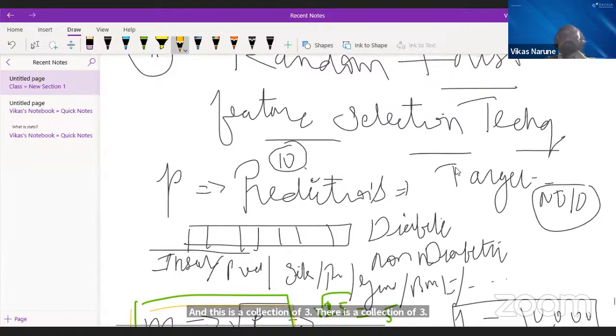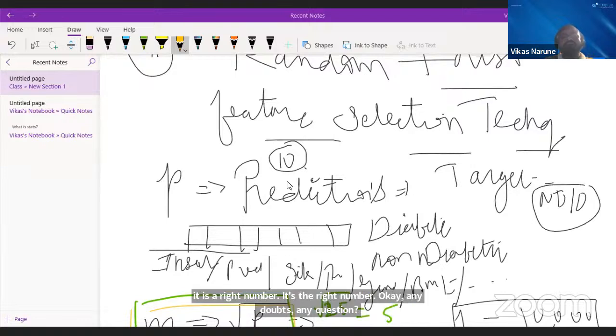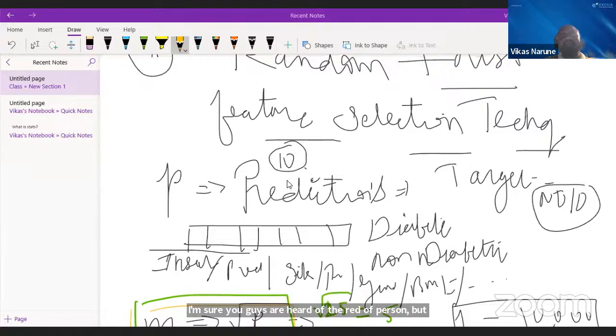So guys, any doubts, any questions? I am sure you guys have heard of the random forest, but you might not have heard of this concept, internally how it is trying to juggle the features. That makes this random forest unique, guys. All right, everyone comfortable, everyone understood random forest, everyone understood decision tree.